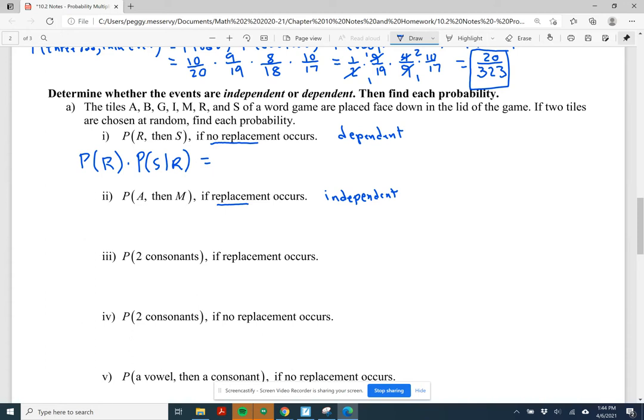So let's look at what we have. We have the letters A, B, G, I, M, R. Only one of those is an R out of 1, 2, 3, 4, 5, 6, 7 letters. So the probability of drawing the R is going to be 1/7. If we're not replacing, which we're not, the probability that we draw an S, given that we drew an R, is now going to be 1 out of 6 because there's only one S, but there are 6 letters left. So that probability is going to be 1/42.